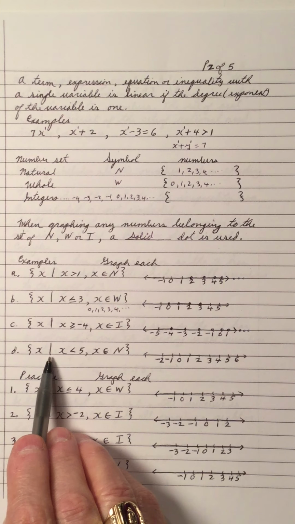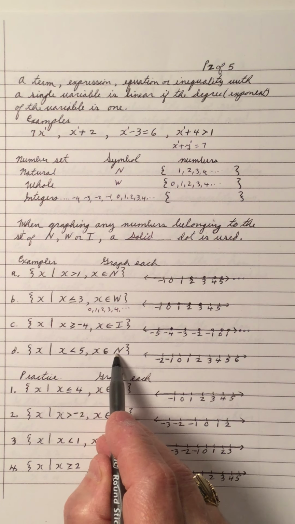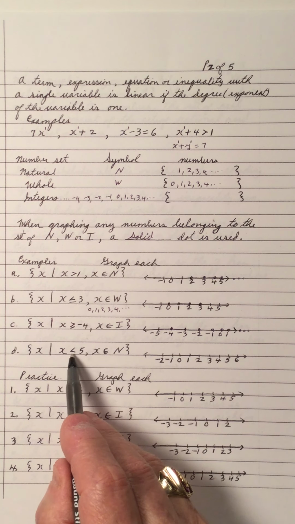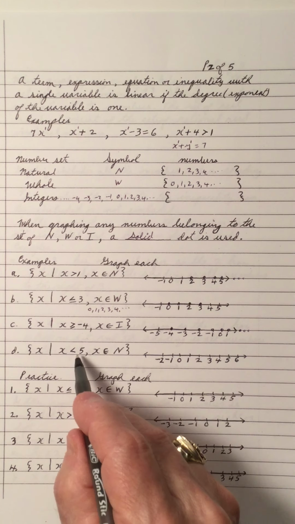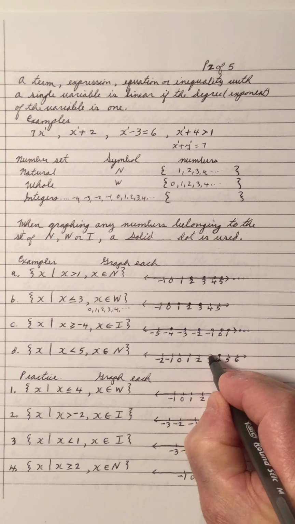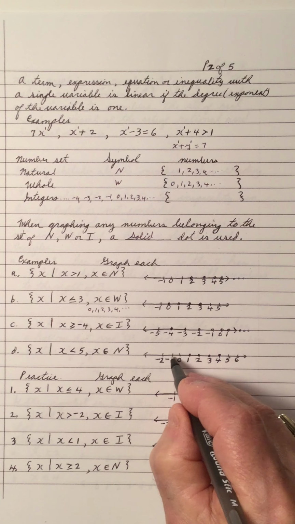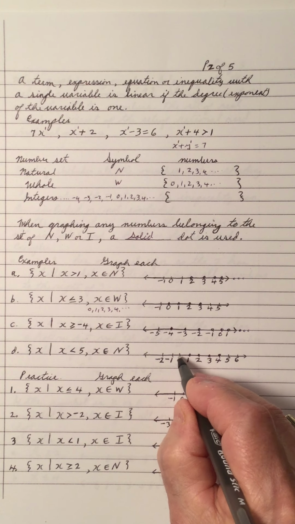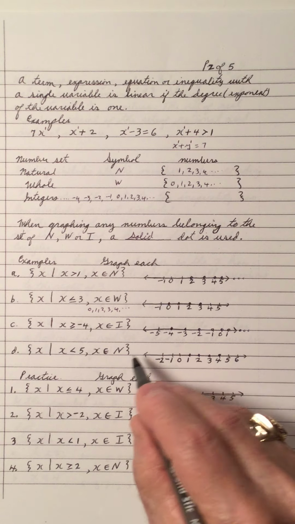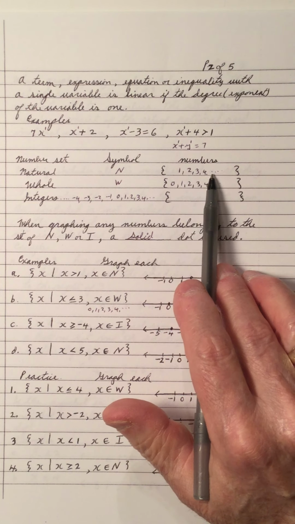D, the set of all x such that x is less than 5, where x belongs to the natural numbers. We can't have 5, but we have to go less than. So less than 5 is 4, 3, 2, 1. These numbers are less than 5, but we can't shade in 0, -1, -2, because they're not natural numbers. The natural numbers are only 1, 2, 3, 4, etc.